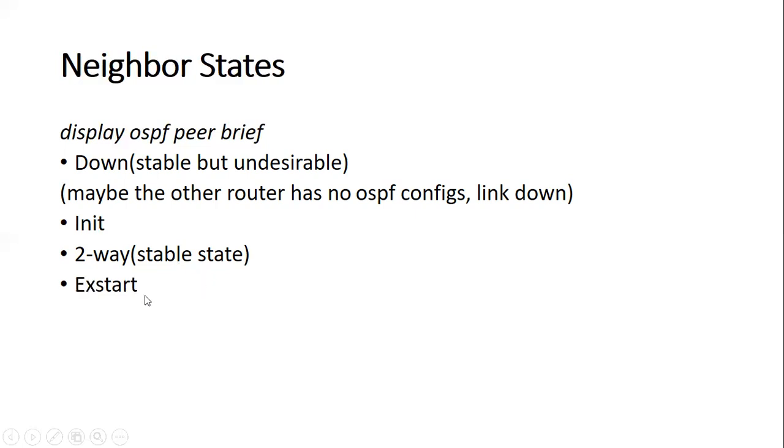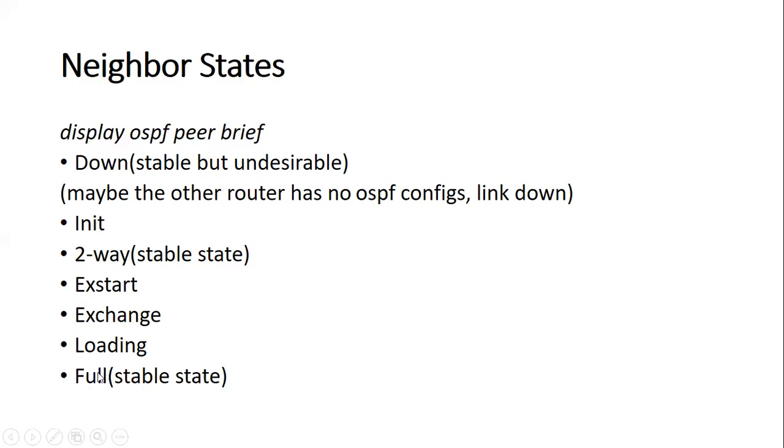Then Exstart is not a stable state. It's difficult for you to see this when you display OSPF peer brief. It's a transition state. And then you have the exchange and the loading. We say this one is for negotiating. Exstart is for master-slave negotiation. Exchange is where they exchange the database description packets. And then loading is where you send the link state request, the updates, and the acknowledgement. Then when all the missing link state information has been received, the router transitions to full.